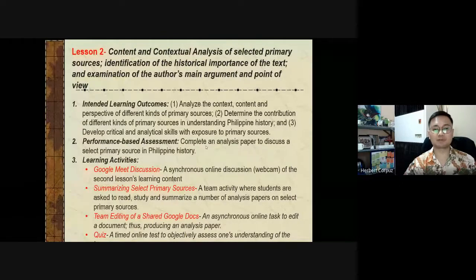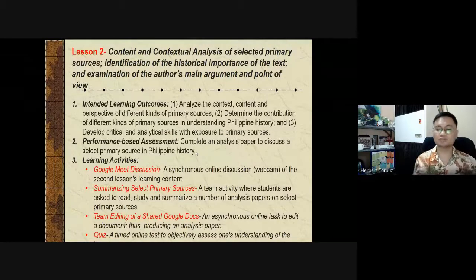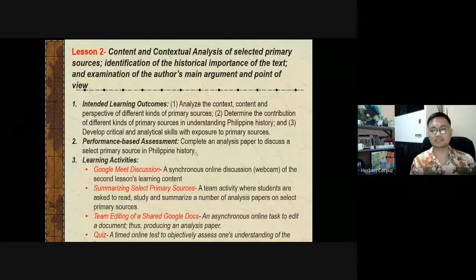And the performance-based assessment, this is what you did last week, that you have to complete an analysis paper to discuss a select primary source in Philippine history. Please take note that there are 11 primary sources that we are to study, hence you would be expected to complete three summary papers, and the first one has just been done last week. So there are two more analysis papers in this lesson two.